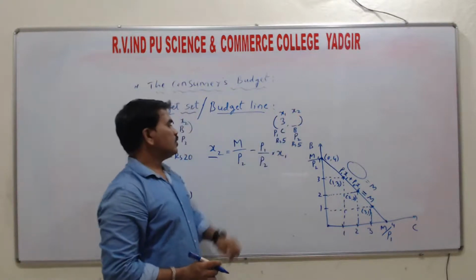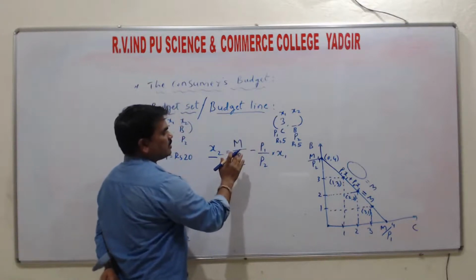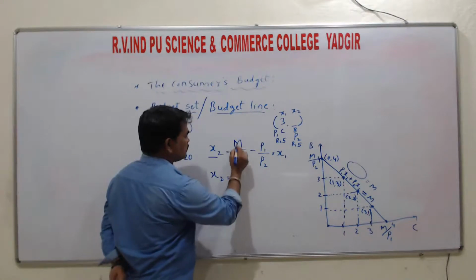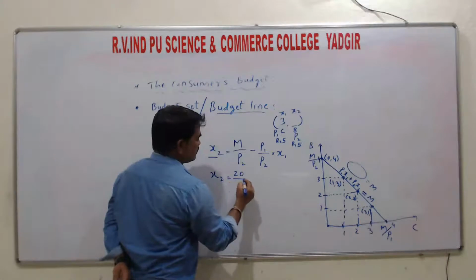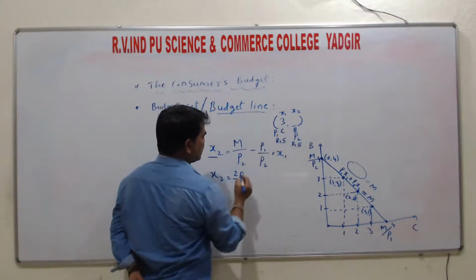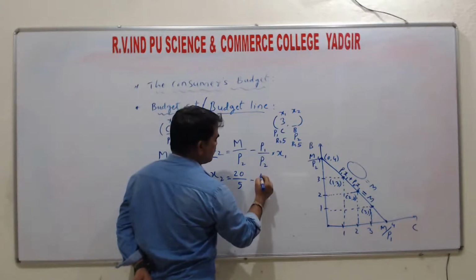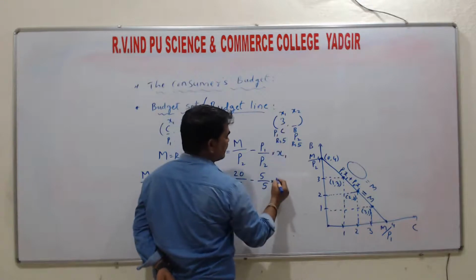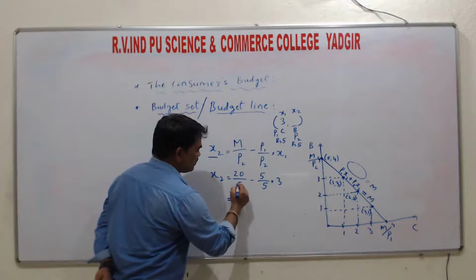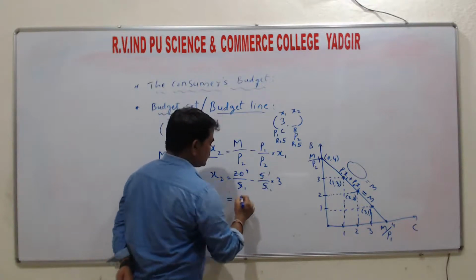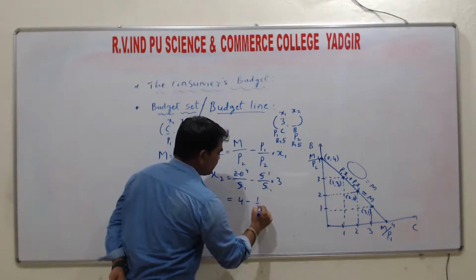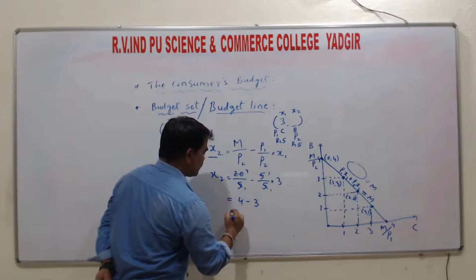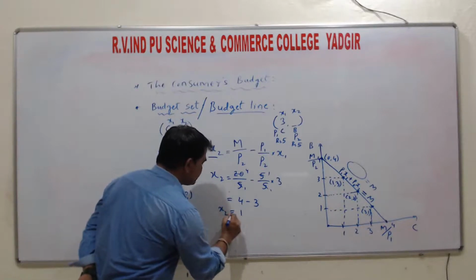Can we find out the second good? Now, when all these things are given, we'll try to find the quantity of the second good. X2 is equal to M, the total income, which is 20 here, divided by price of the second good, 5, minus price of the first good, 5, divided by price of the second good, 5, times quantity of the first good, 3. Now 20 by 5 is 4, so 4 minus 1 by 1 into 3, which results to 3. So 4 minus 3 is 1. It means the quantity of the second good is 1.